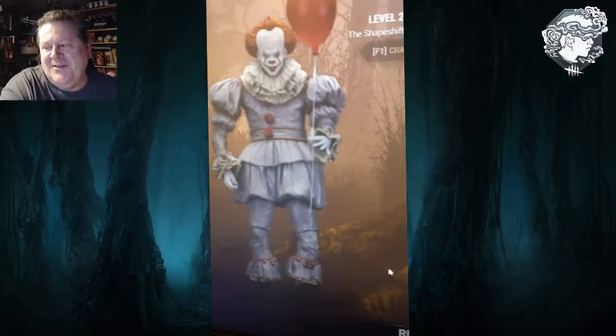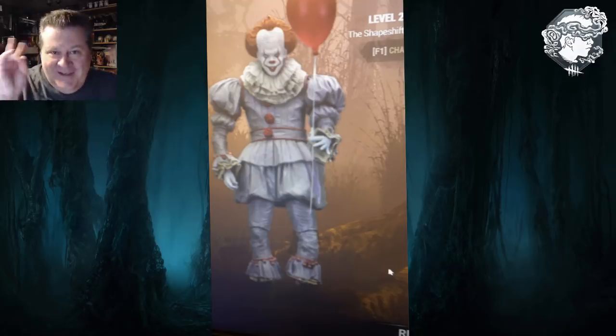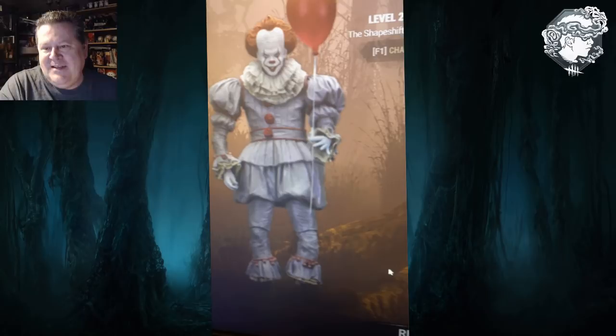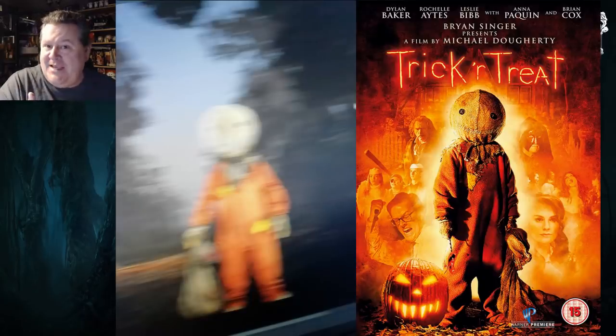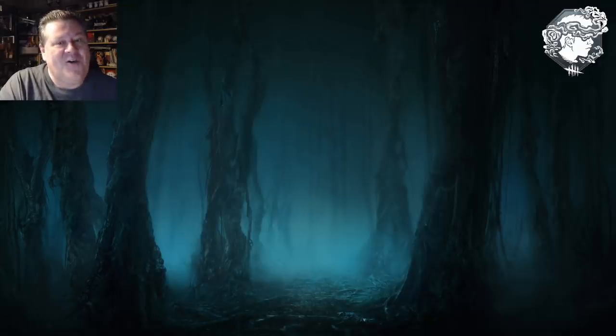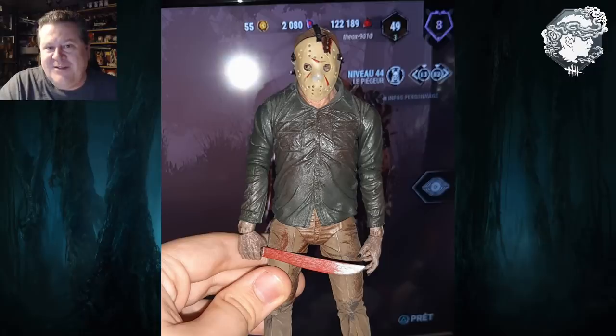So we had here this Pennywise model, the in-game model for Pennywise, and then we had this Sam from Trick or Treat. And see, the blur is key in convincing you that this is real. People said, "What is that? Is that my garbage man? I don't even know what that is." I'm like, "No, that's Sam from Trick or Treat." And then we had this very convincing, so realistic, almost you could reach out and touch it, in-game model of Jason in Dead by Daylight.